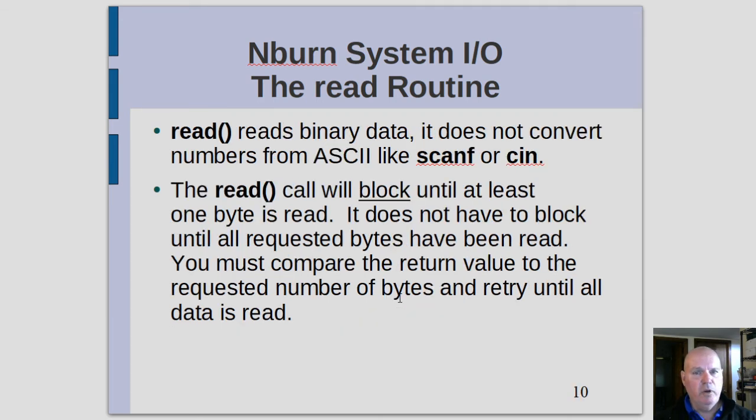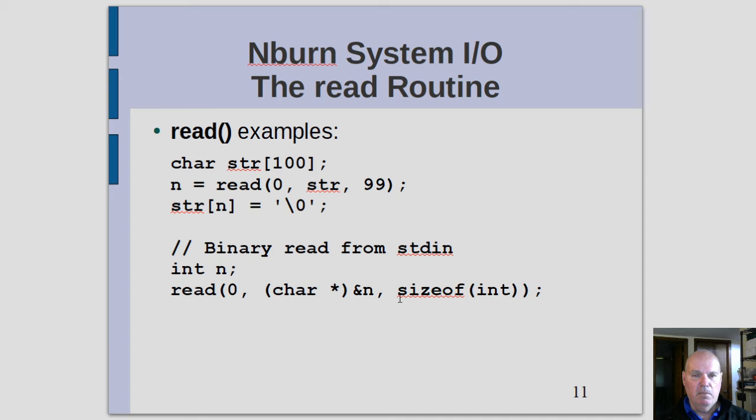Okay. Again, read reads binary data. It doesn't convert numbers from ASCII like scanf does. Read will block until at least one byte is read. It doesn't have to block until all the bytes that you've requested have been read. You have to look at the return value, and keep reading the data until you've got the entire message. Again, that's a little bit tricky. How do you determine when you've read the entire message?